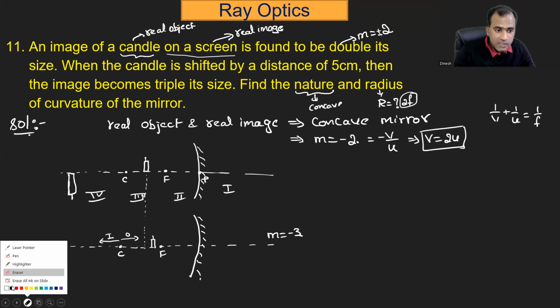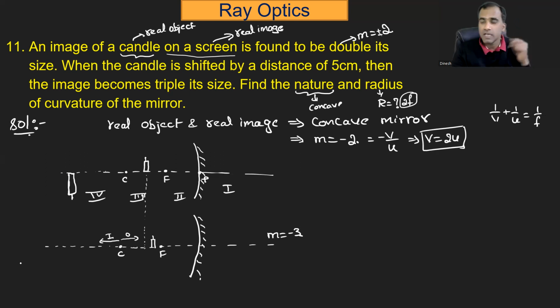Because as the object moves towards the focus, the image moves towards minus infinity. As the image is farther from the center of curvature, the size will increase. When the object is at focus, the image is at infinity. The farther the image, the more V is. If V is more, then only the magnification is more. The image distance is increasing, so the magnification is also increasing. So from that, we have figured out that this is 5 centimeters.